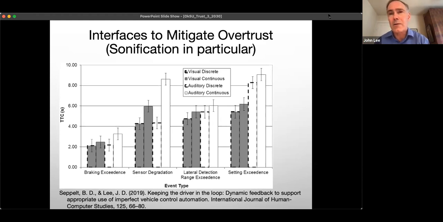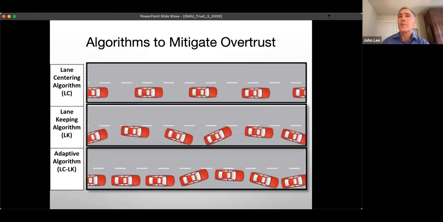One of the downsides of this auditory display, as you can imagine, is its annoyance. So one way to avoid that annoying sound is to use algorithms. And here we try three different approaches. The lane centering algorithm, which keeps your vehicle in the center of the lane. This is how vehicles like Tesla work today. They drive perfectly until they don't.